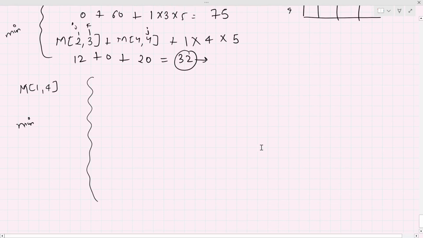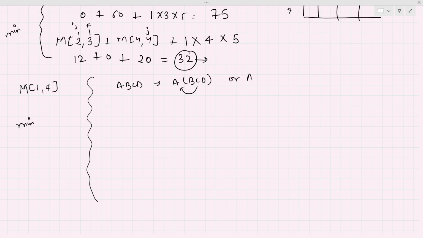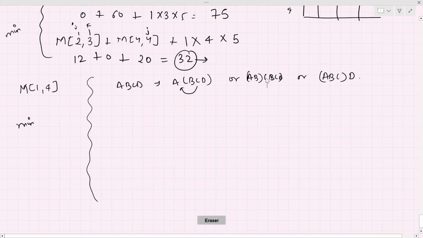So the combination will be like, we have now ABCD. We multiply BCD and whatever the result is, we multiply it by A, or we can find the value of AB and then BC, we can get an answer as well, or we multiply ABC first and then D. Okay, ABCD, wait a minute, A, B, C, D. Now we have to multiply ABC first and then multiply by D. Okay, this can be our answer.